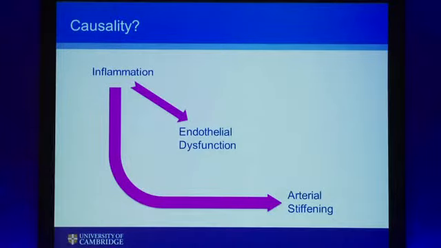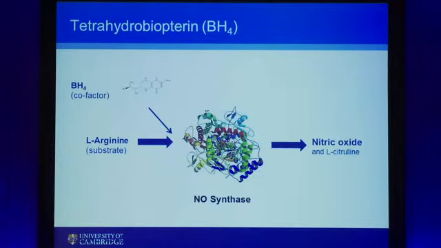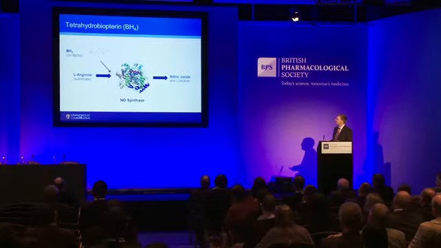But of course, it could be like this. Nothing I've shown you would suggest otherwise. So we decided we'd actually try and work this out and perform an experiment to improve endothelial function and see whether stiffness got better, i.e. not change inflammation, just improve the endothelial dysfunction. And we chose to do this using Tetrahydrobiopterin, or BH4.